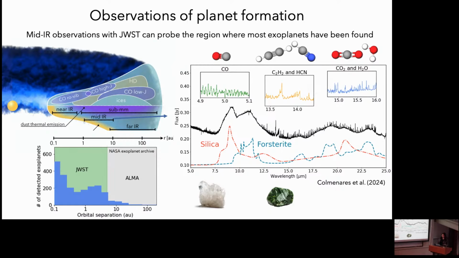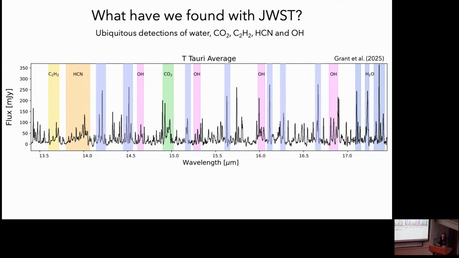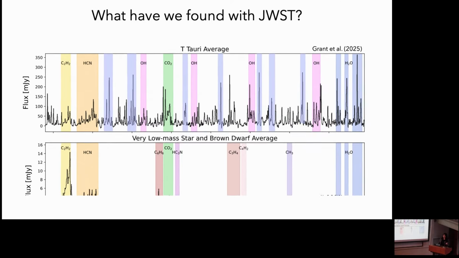So what have we found with JWST so far in terms of disks? This is something that we knew all the way since Spitzer. Most disks have water, CO2, C2H2, HCN, and OH, which you can see here highlighted in this beautiful figure. And most of the lines that we see in T-Tauri stars, which are slightly higher mass systems, are water lines.